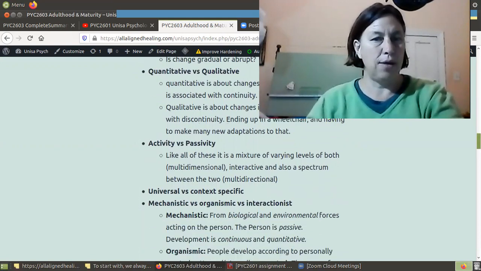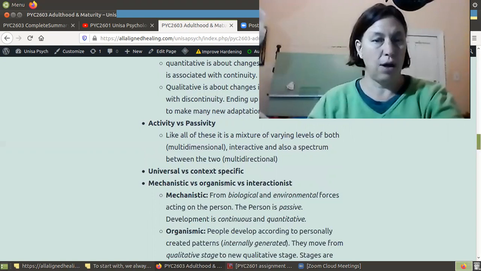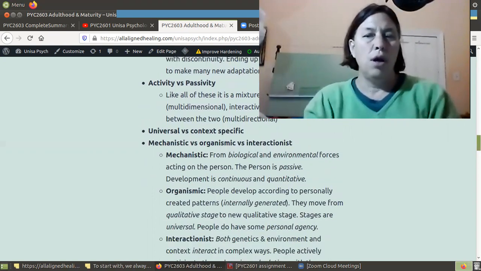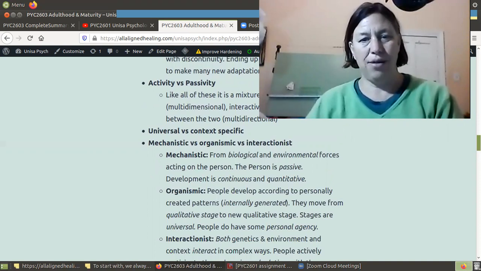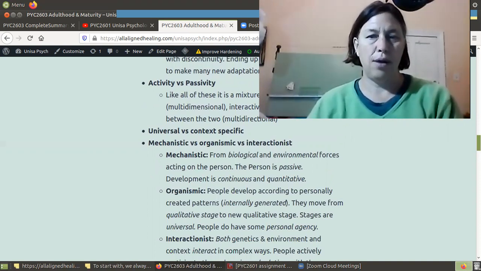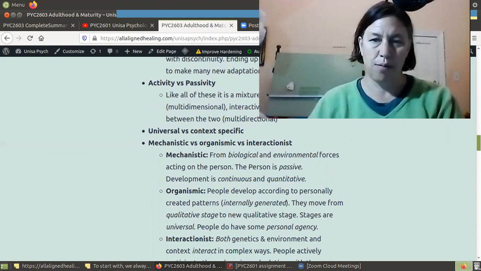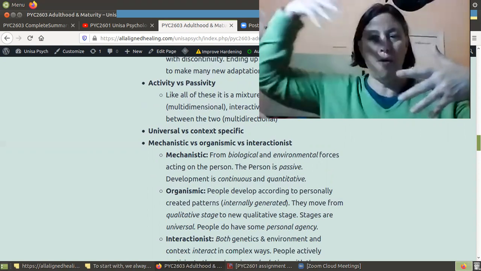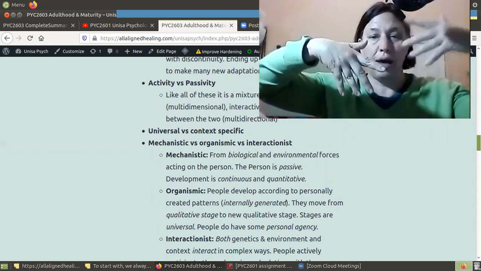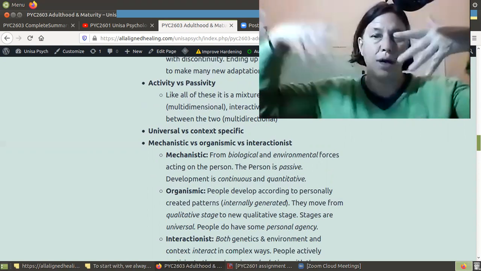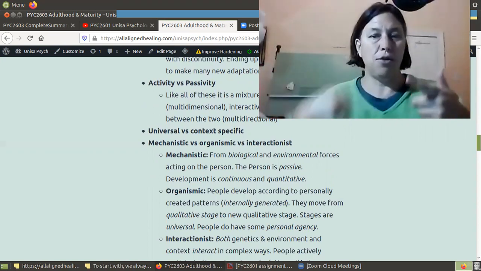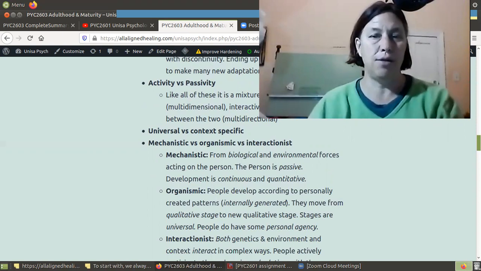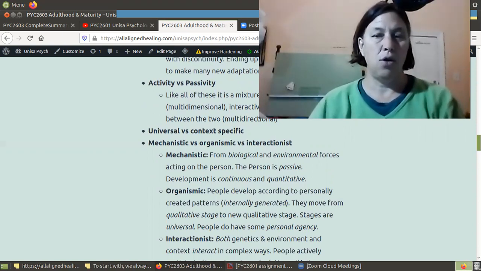Mechanistic versus organismic versus interactionist. Okay, so we've got mechanistic. This is important. Mechanistic is a passive concept of issues affecting people during development. The person is passive. There are biological and environmental forces, nature and nurture, acting on the person. Development is continuous and it is therefore quantitative in the mechanistic understanding.